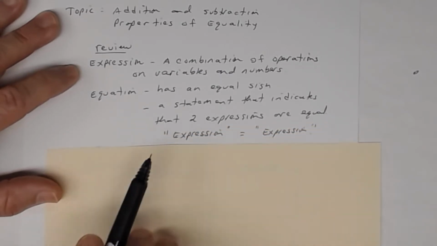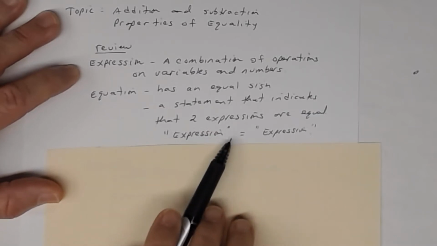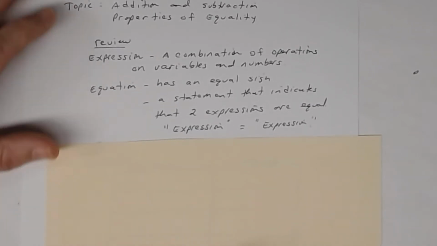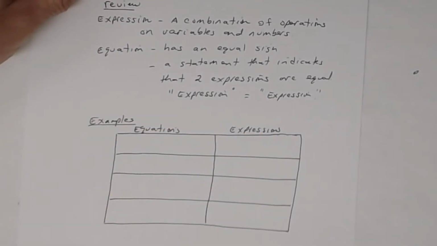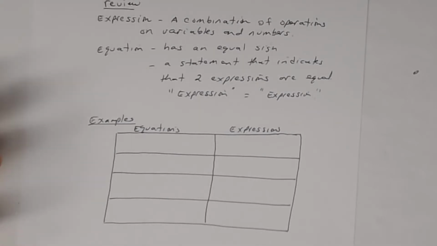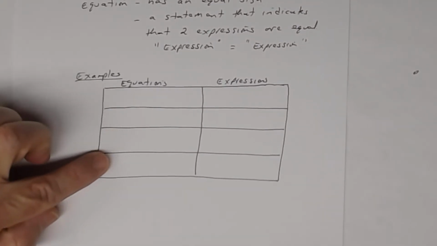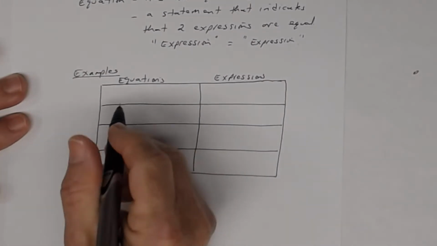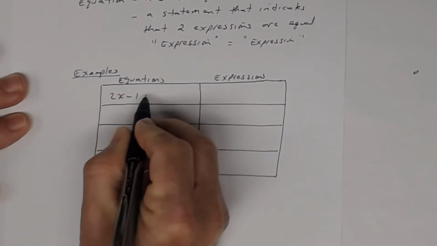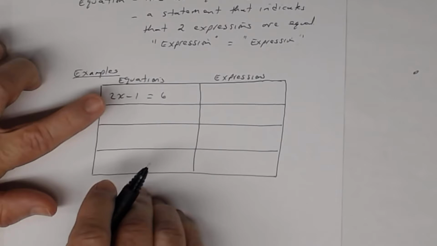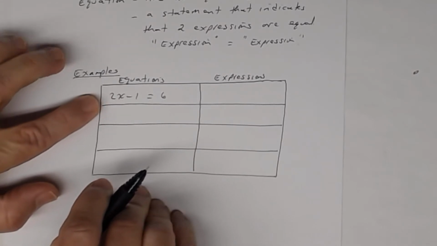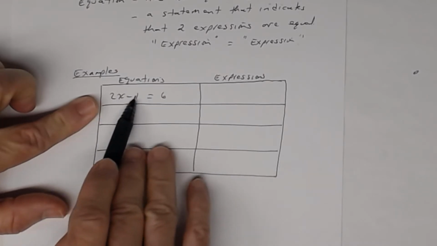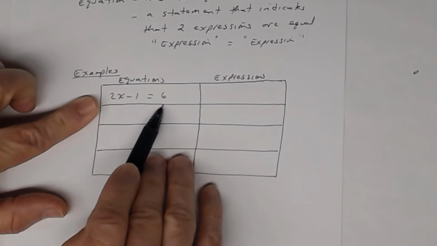So basically, you're going to see something that looks like this. You have an expression on the left, the equal sign, and then an expression on the right. So let's look at some examples. So here are some examples of equations and expressions. All right, so we're going to do equations first, and then we'll do expressions. So an example of an equation would look like this. We have 2x minus 1 equals 6. And in this course, you're going to learn how to solve this kind of equation. Notice you have an expression on the left-hand side. You have your equal sign, and you have an expression on your right side.